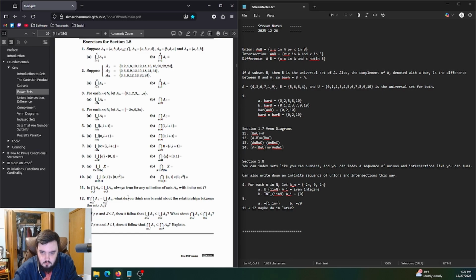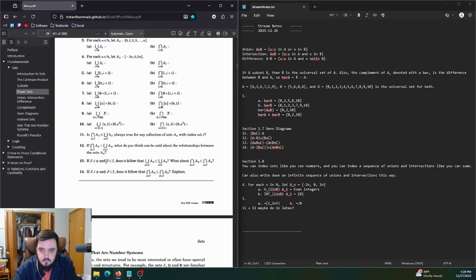If they're equal, what do you think can be said about the relationships between the sets A sub alpha? I think it has to be a bunch of subsets of each other. No, no, no. They all have to be the same. I think they're all the same set. Because if you're in one of them, you're in all of them, right? So they're the same sets. Yeah, okay. Definitely the same sets.